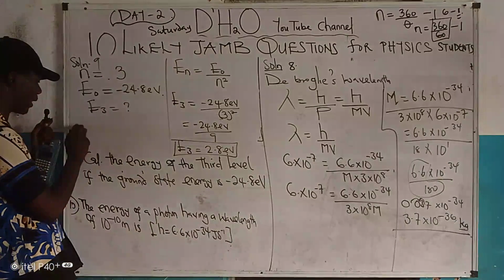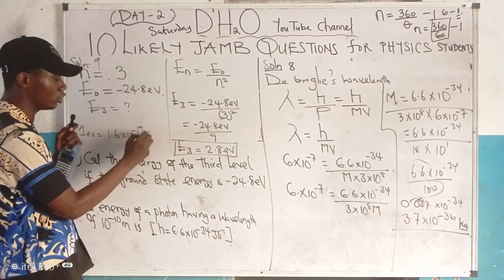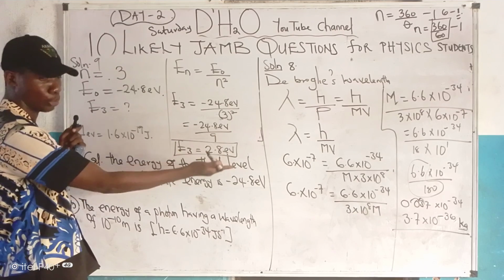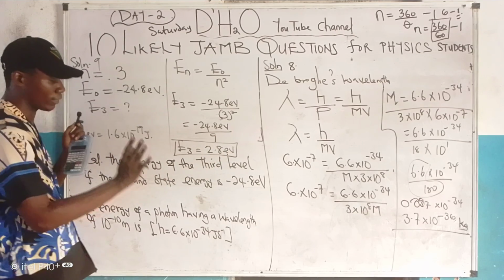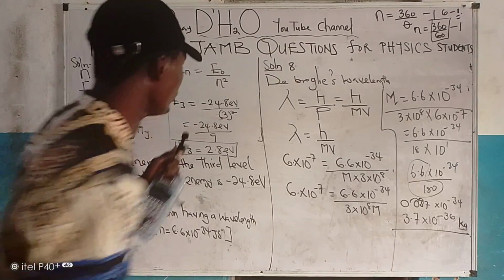Remember that 1 eV is 1.6 times 10 raised to the power minus 19 joule. So if you want to convert it to joule, multiply this one by this one. That will become your answer. Okay, let's take the last question.